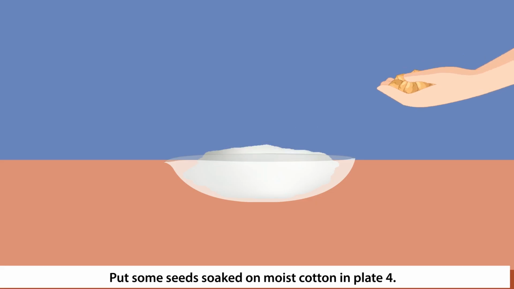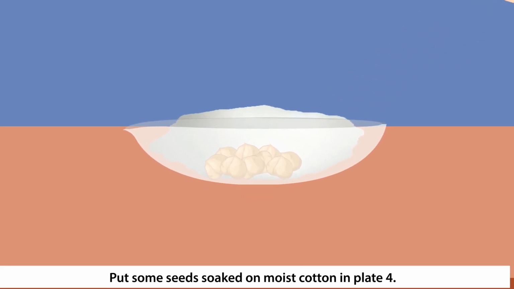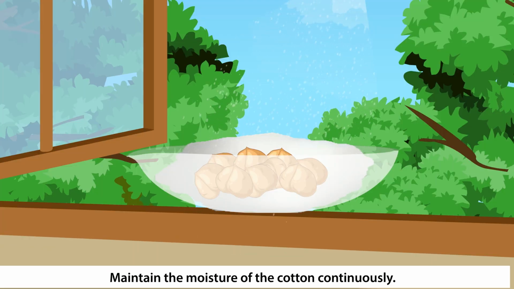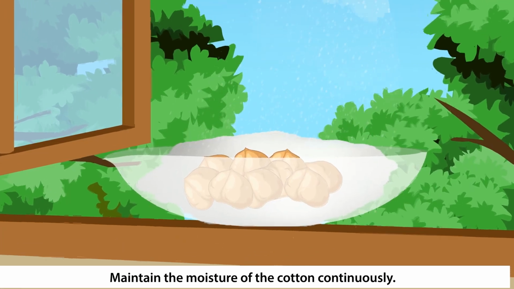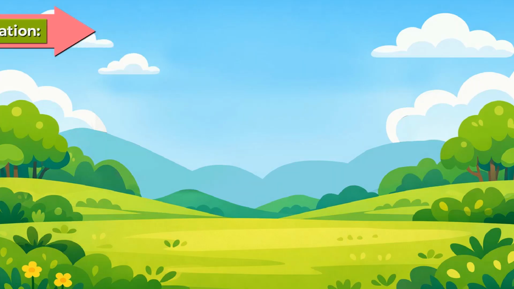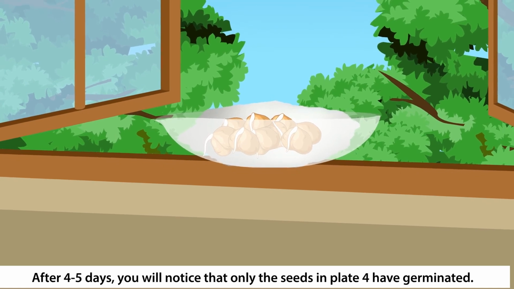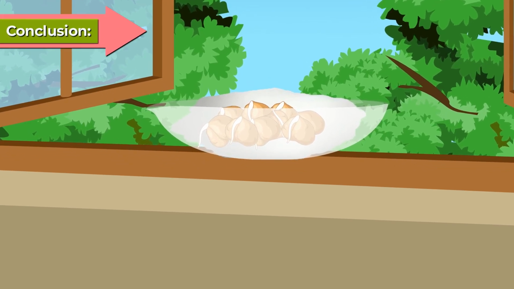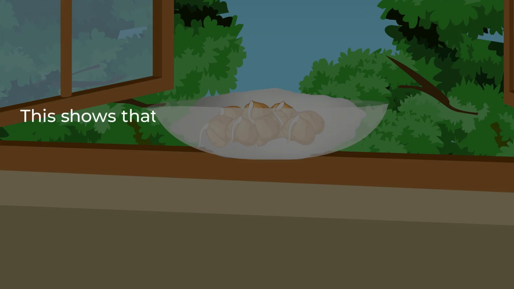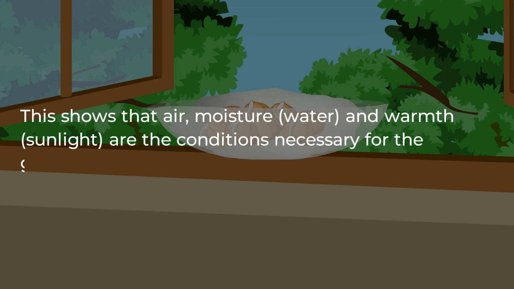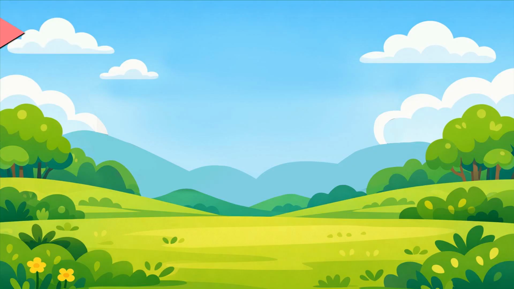Step 4. Put some seeds soaked on moist cotton in plate 4. Keep the plate on the window sill. Maintain the moisture of the cotton continuously. Observation. After 4-5 days, you will notice that only the seeds in plate 4 have germinated. Conclusion. This shows that air, moisture, water, warmth, and sunlight are the conditions necessary for the germination of seeds.